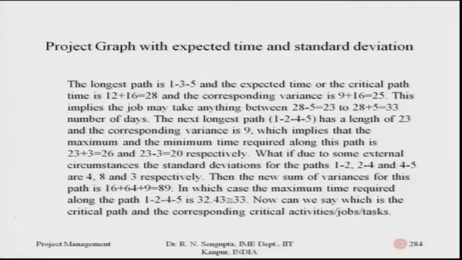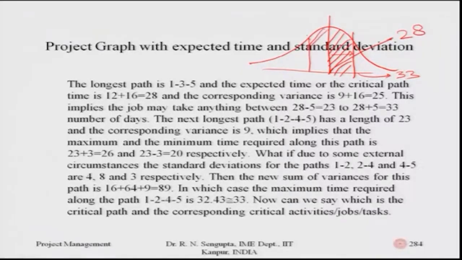This implies that the job may take anything between... It is important to note what I am saying. So, average time is 28, variance is 25, deviation is 5. If I want to find out the distribution, whatever it is, we will take the central limit theorem to be true. Now, this 5 is one standard deviation. So, 28 is the average value in the middle of the normal distribution. If I go on to my right by 5 units, it means one standard deviation plus, the work would be finished with the number of days being 28 plus 5, which is 33.